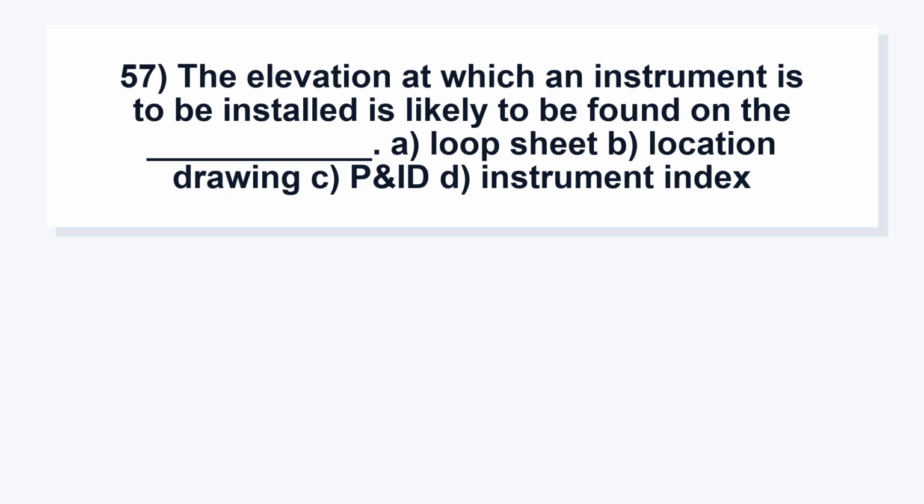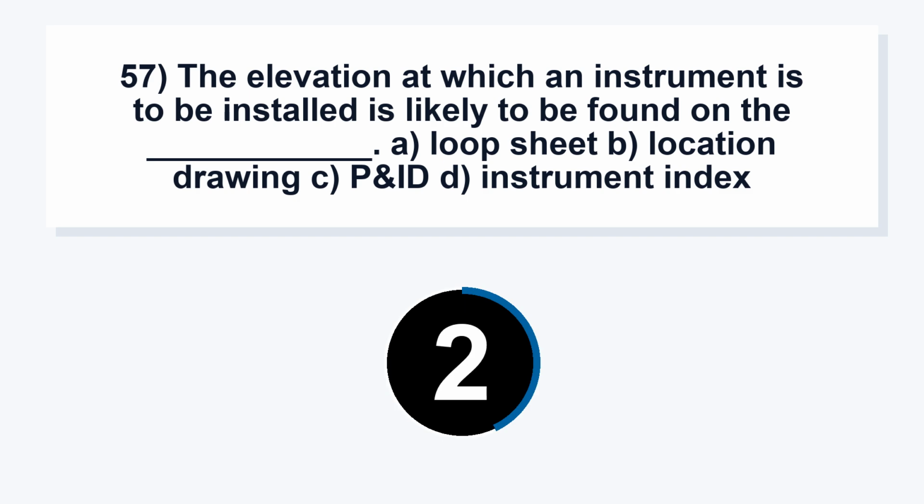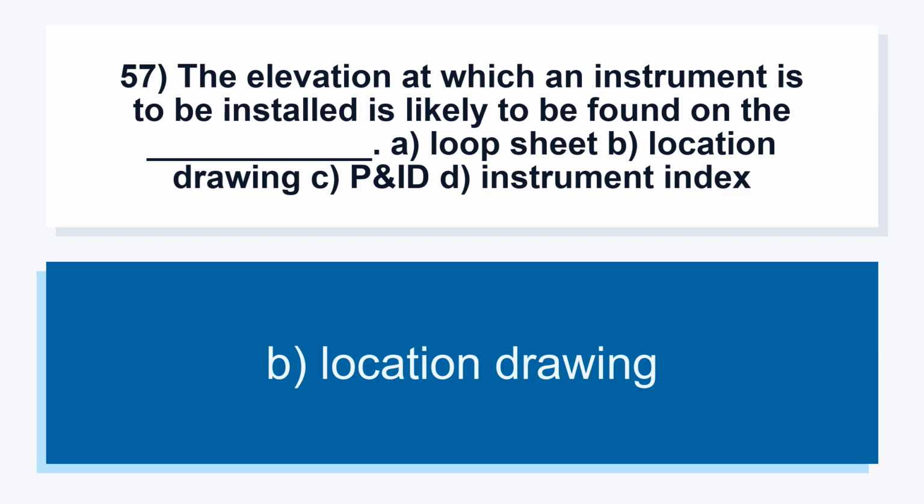57. The elevation at which an instrument is to be installed is likely to be found on the blank. A. Loop sheet. B. Location drawing. C. PNID. D. Instrument index. B. Location drawing.